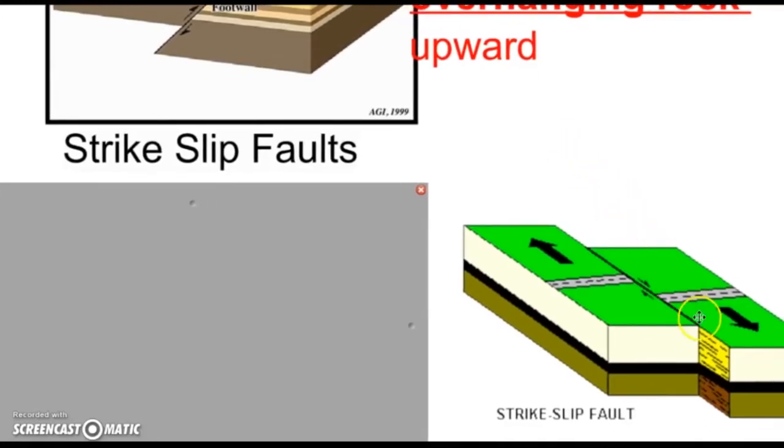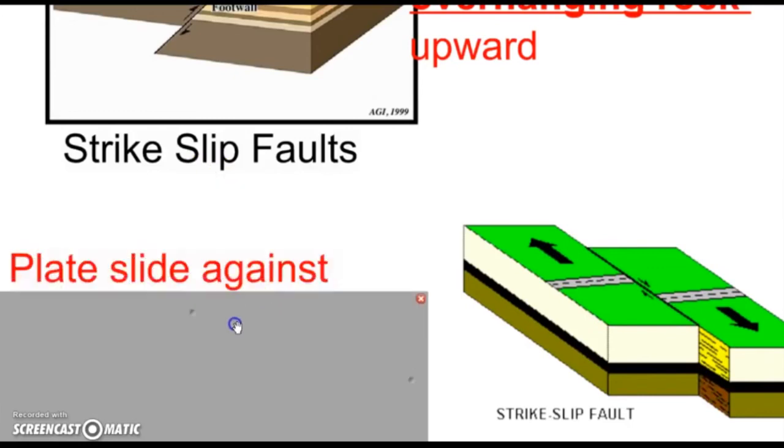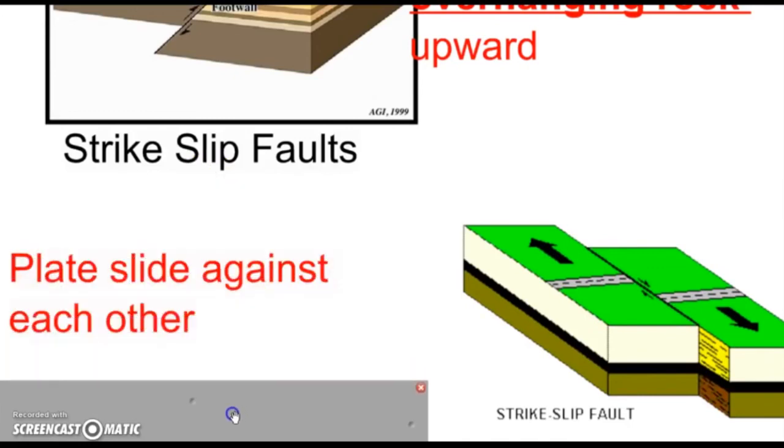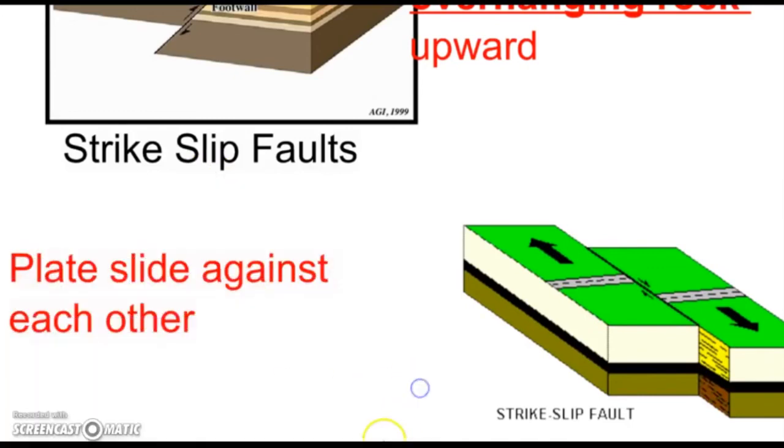Now the last type of fault we're going to talk about is called a strike-slip fault. Okay. If you take a look at the picture here, you see there's no overhanging rock anymore, but it's a shear force, so they're sliding past each other. So plates slide against each other in strike-slip faults.